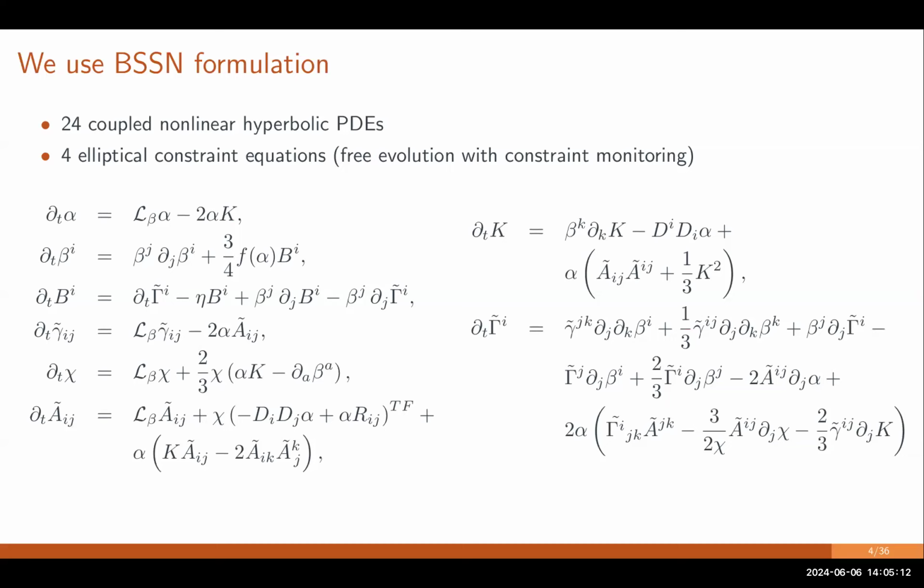For the results that I present in this talk, we use the BSSN formulation of the Einstein equations. So it's 24 coupled nonlinear hyperbolic PDEs, and we have 4 constraint equations, and we use free evolution. So we just start with our initial data, and we start evolving these 24 equations, and we do constraint monitoring.